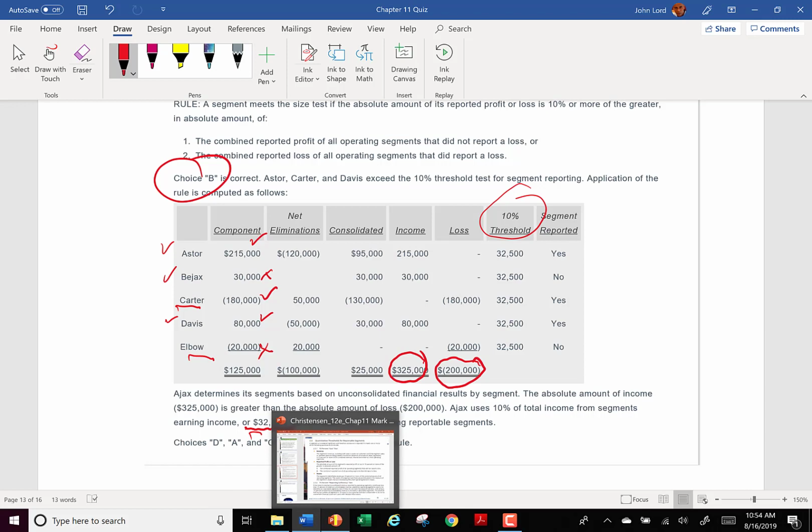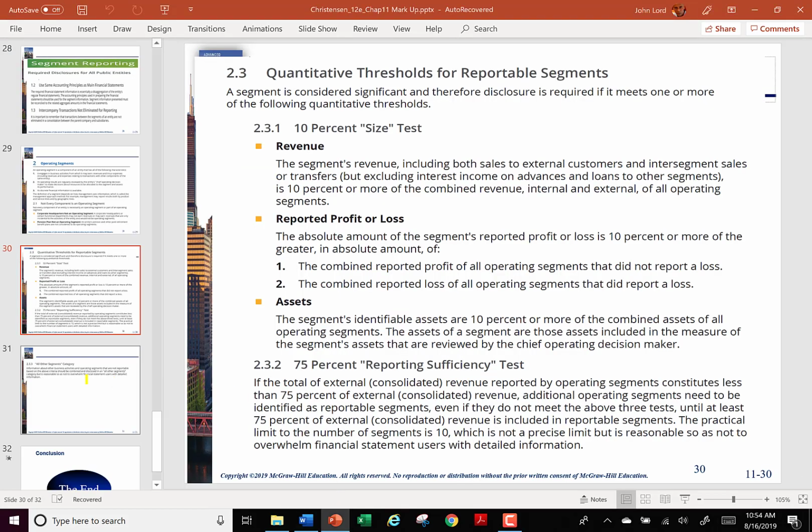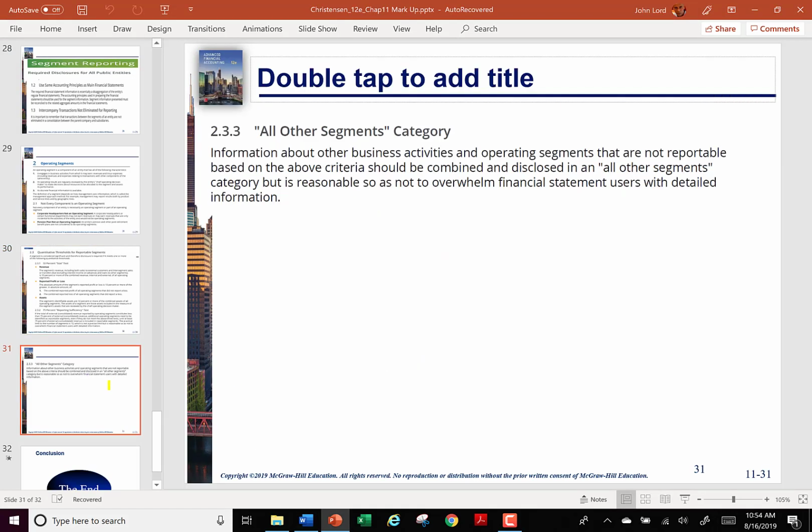Okay, let me go back to our slides. Segments that are not meeting one of the 10% tests would all be combined and reported in a column called all other segment categories. Okay, but they wouldn't have to be discretely called out.